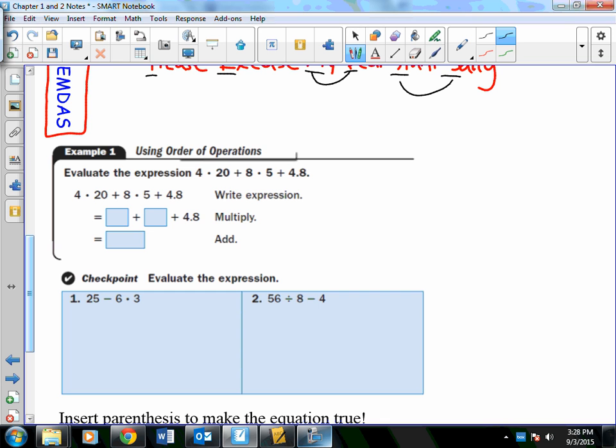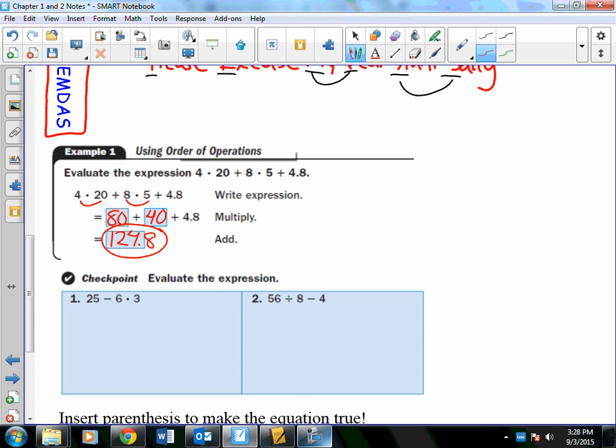If I look at example 1, I don't see any parentheses, I don't see any exponents, so I'm going to do my multiplications first. I see 2 multiplications. I see 4 times 20, and I see 8 times 5. 4 times 20 is 80. 8 times 5 is 40, plus 4.8. If I add all of those things together, I get 124.8.